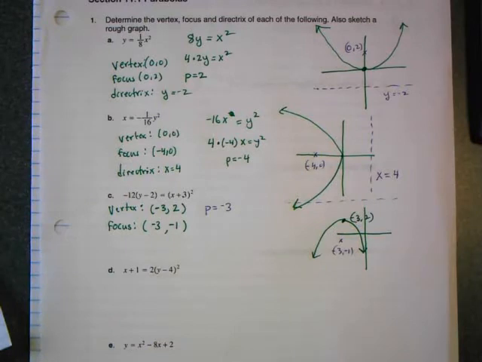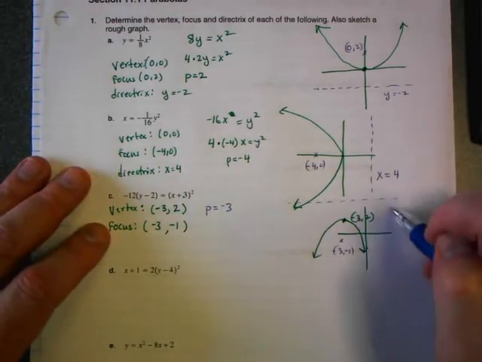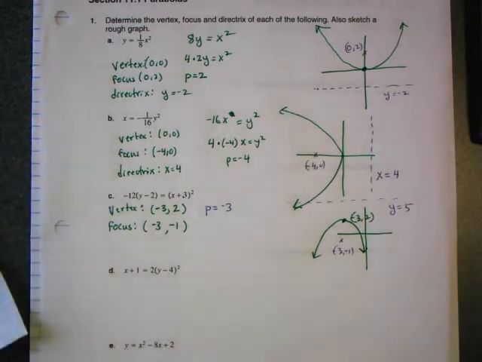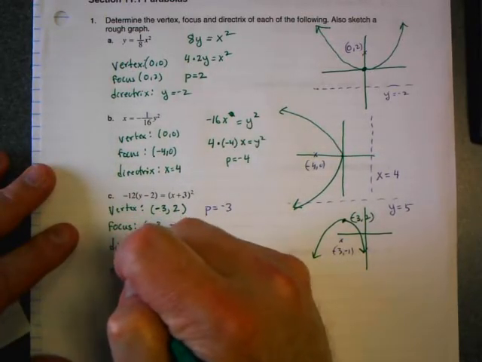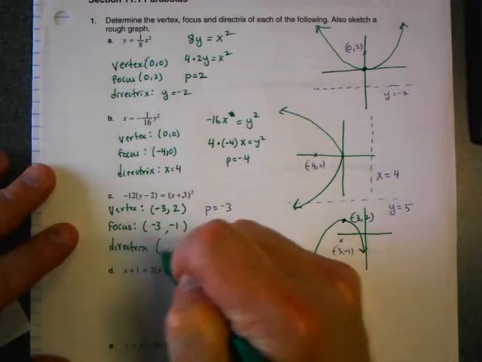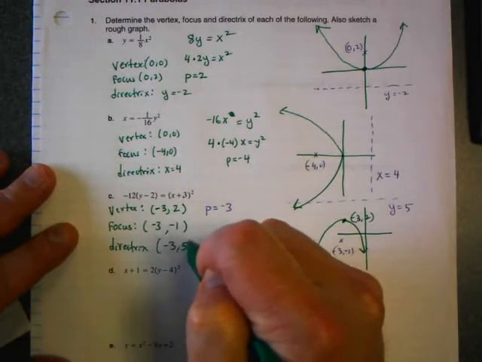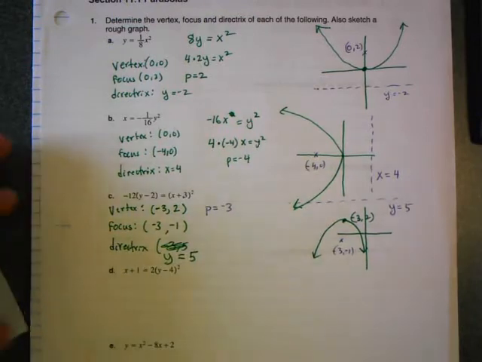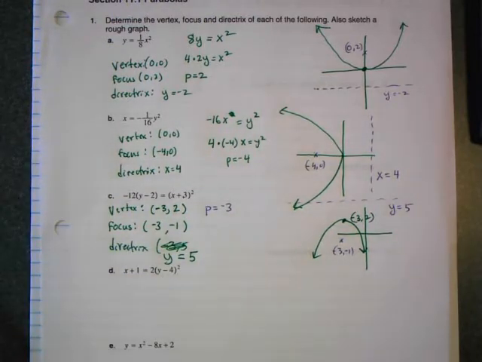So where would my directrix be? Y equals 5, because I start at 2 and I go up 3. So my directrix is the point, -3, 5. Or not a point, directrix is a line, y equals 5. Question so far?